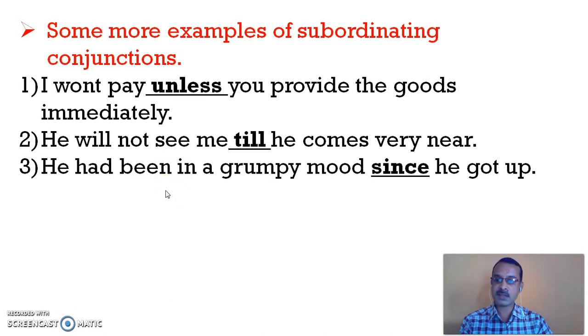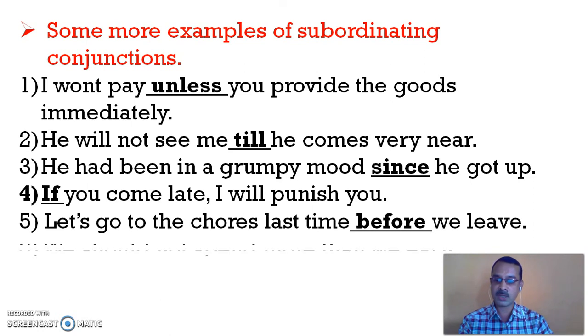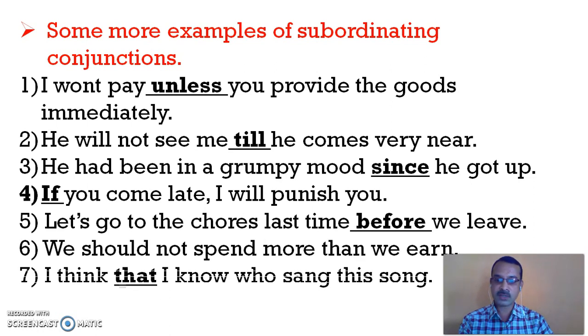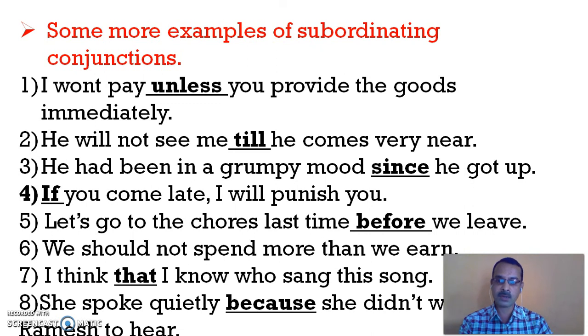So in this third example, we can see he had been in a grumpy mood is the main clause, and since he got up is the subordinate clause, and they are joined by the subordinating conjunction since. This is the method of solving this question on conjunctions. We have some more examples of conjunctions in this, and you can easily identify what is the main clause and what is the subordinate clause in that particular sentence. The method of identifying the subordinate clause is very simple.